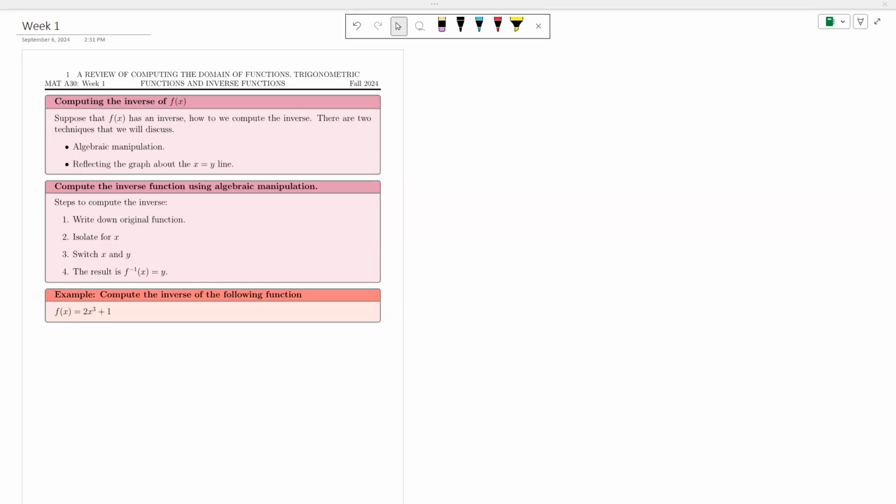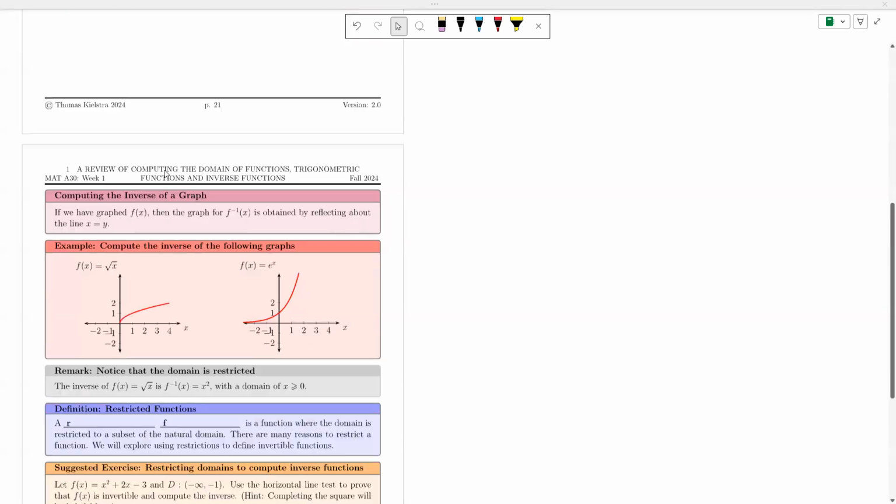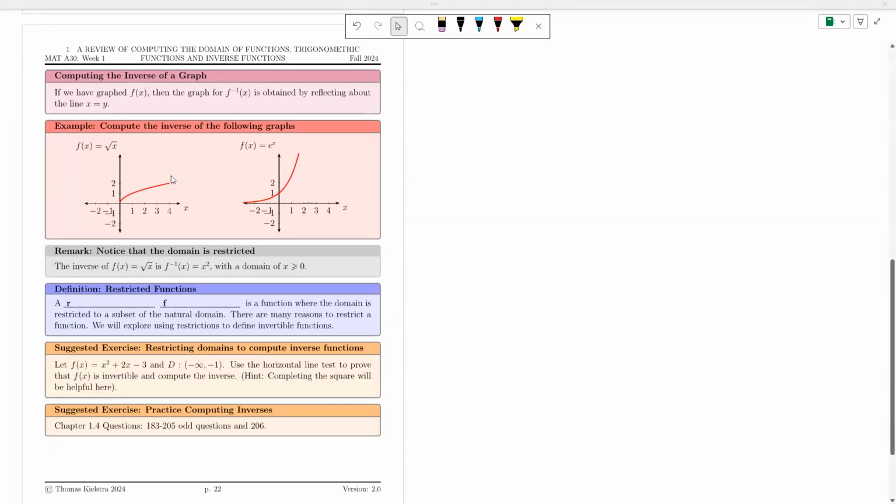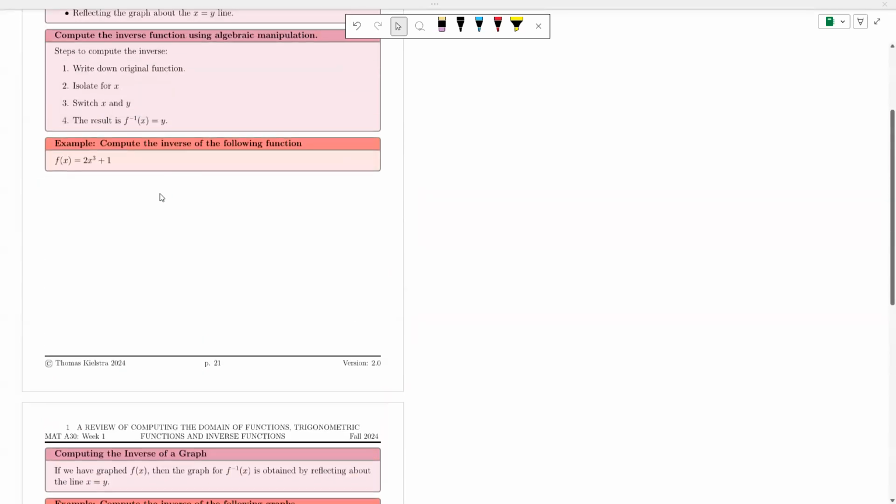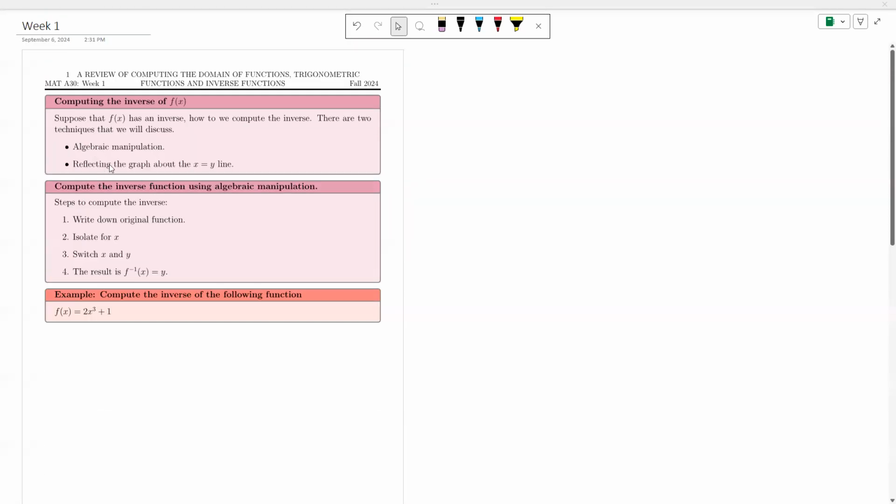Okay, so we're gonna practice computing the inverse of this function, which is both 1-to-1 and onto. Then we're going to talk a little bit about restricting our domains to create an inverse, and then we're going to cover one last interesting thing. So to compute the inverse, there are two techniques we can use at this point. We can either algebraically manipulate the function, or we can reflect the graph about the y equals x line.